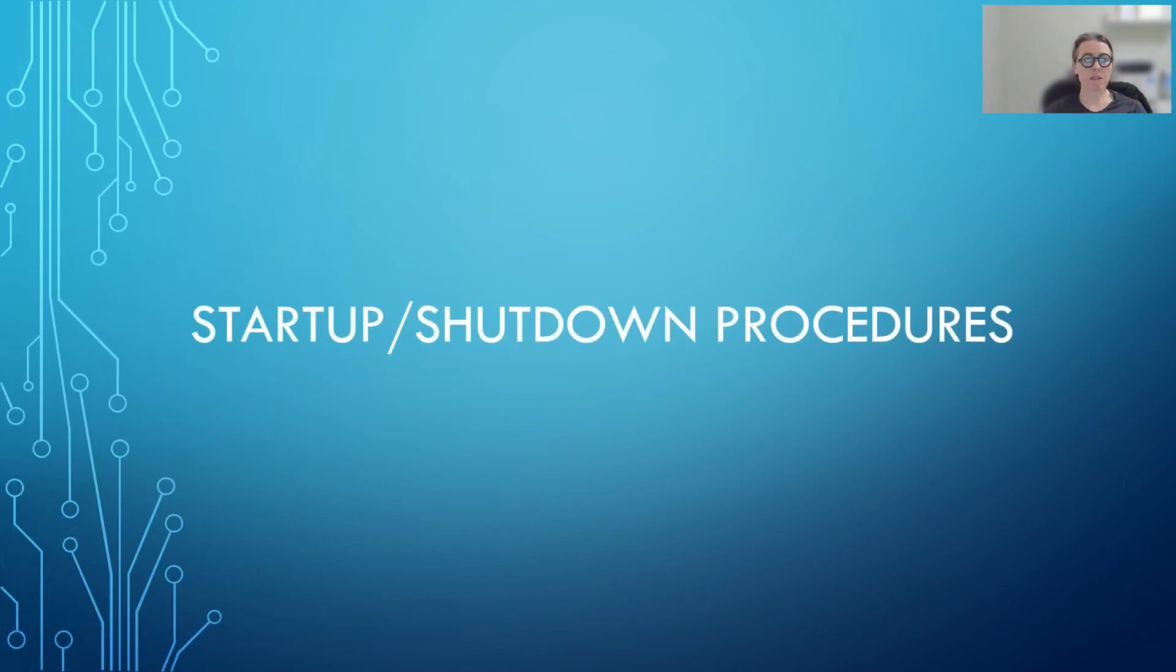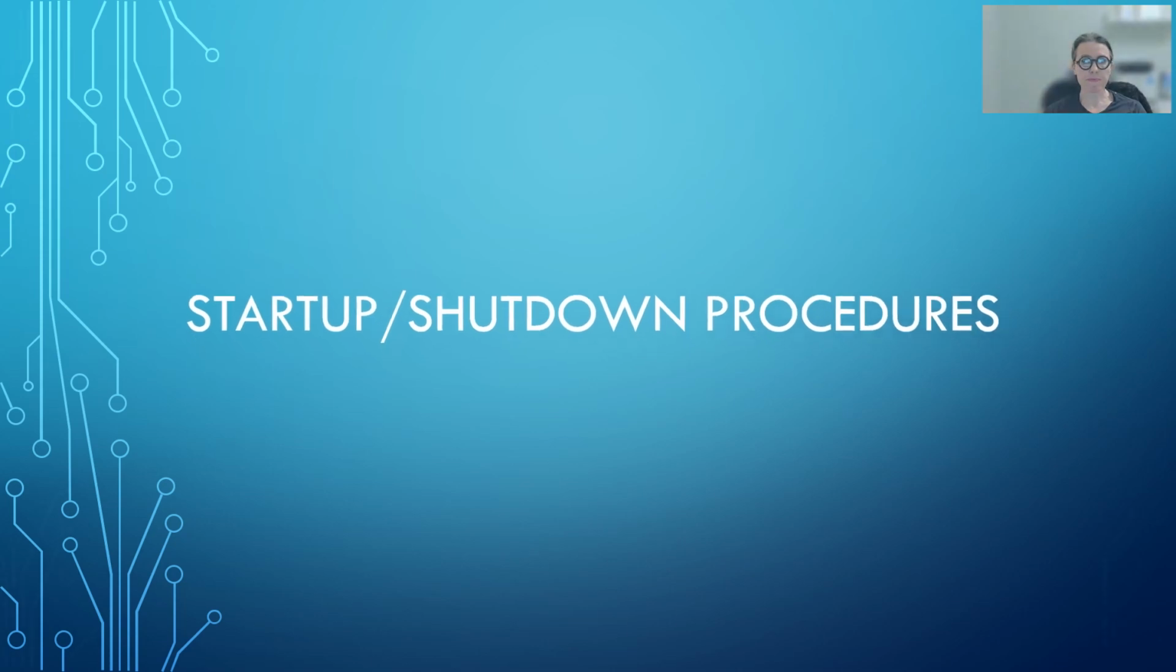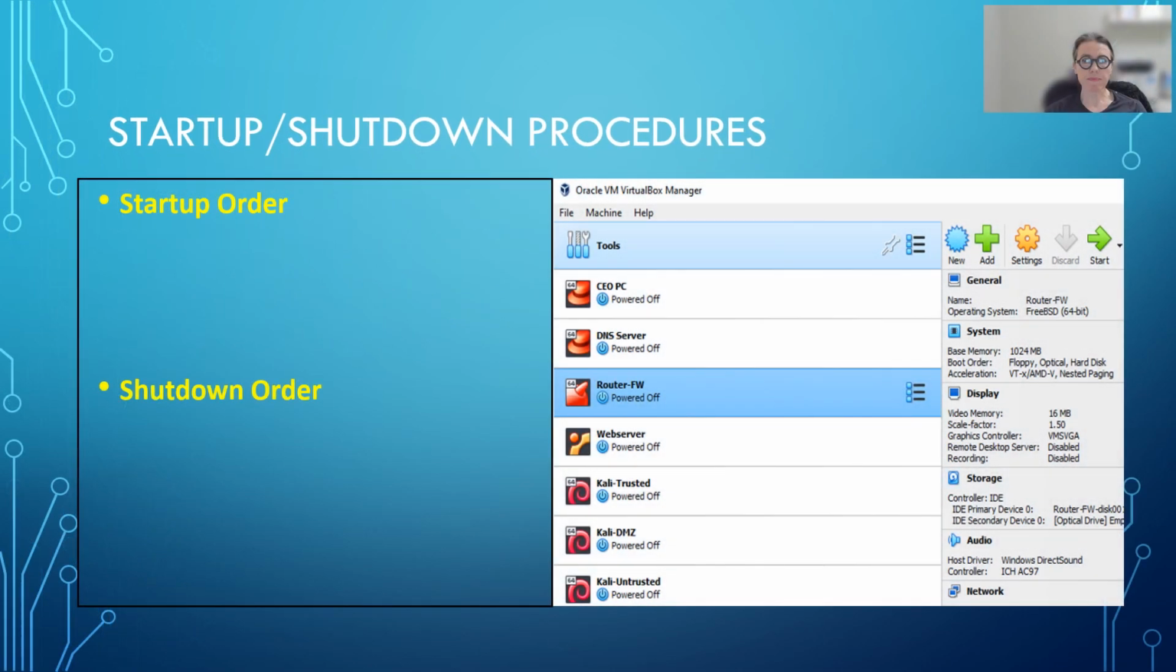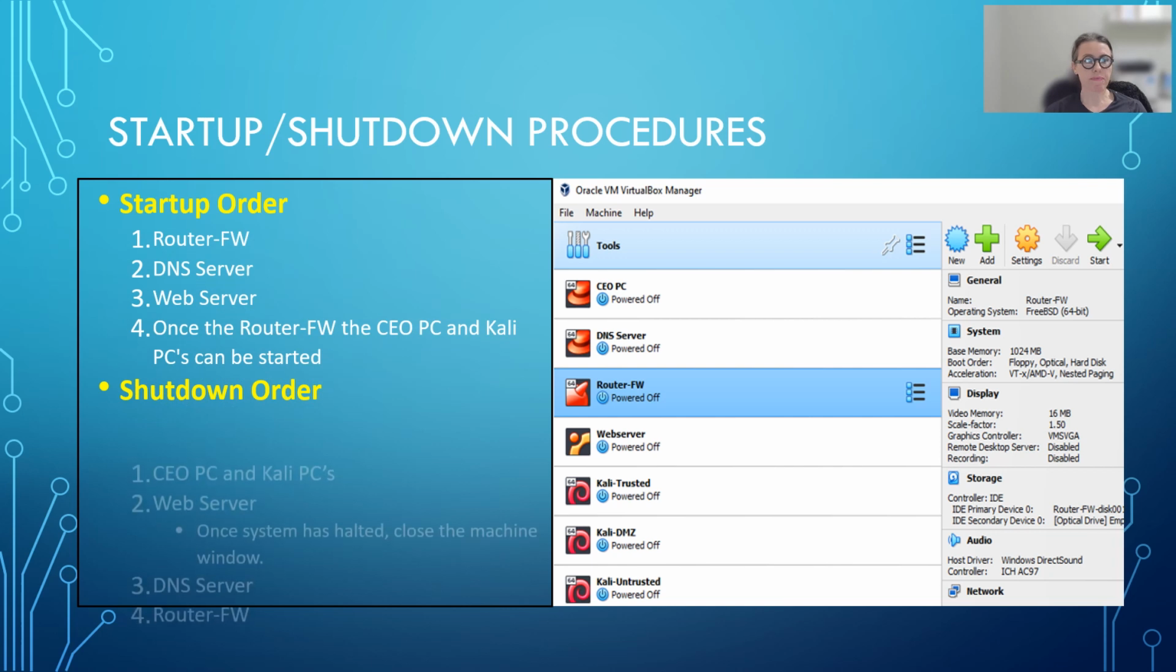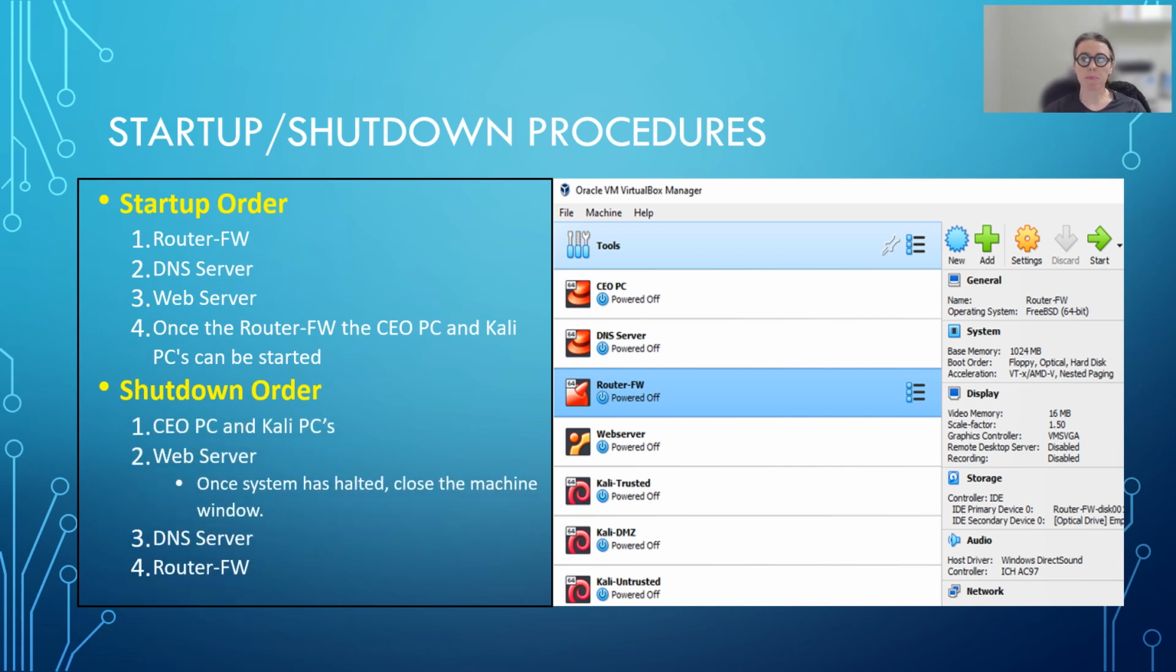So now we're going to talk about startup shutdown procedures. Startup and shutdown procedures are important, and always follow the startup and shutdown order to prevent having a non-functional system. In order to start a particular machine, select the machine from the list on the left, then click Start in the upper right corner of the Oracle VM VirtualBox Manager.